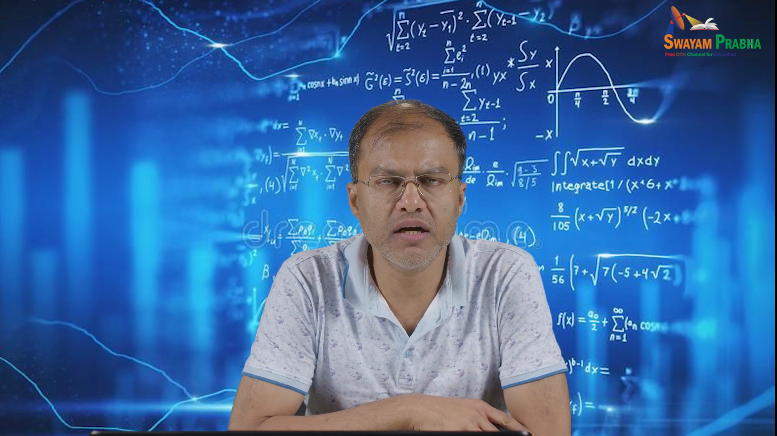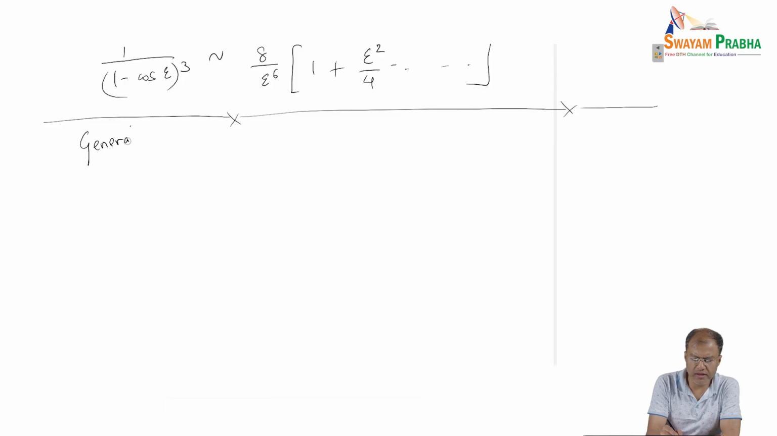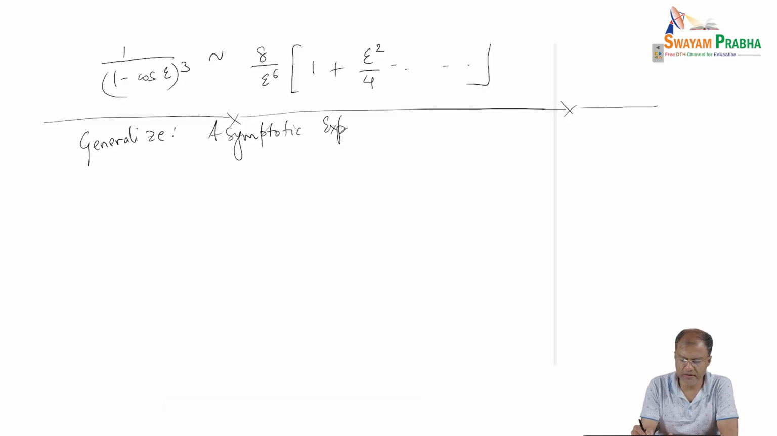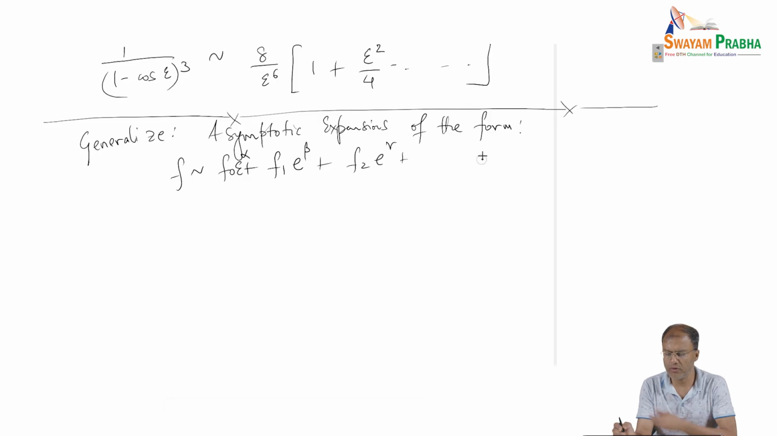Welcome back everyone, and in this module we will be looking at a more general form of regular perturbation. So we are going to generalize our observation, where we will look at asymptotic expansions of the form f is f0 epsilon to the power alpha plus f1 epsilon to the power beta plus f2 epsilon to the power gamma, and so on and so forth.